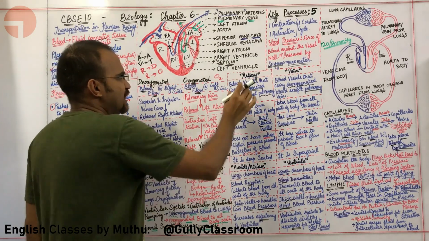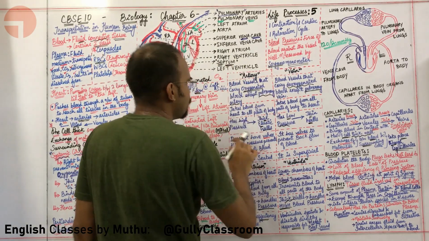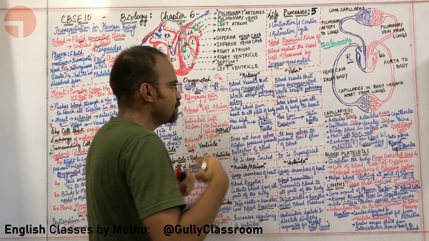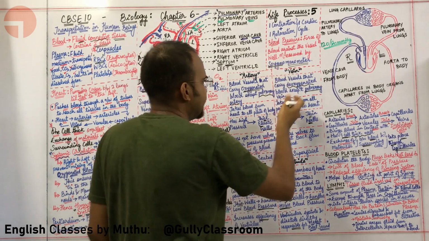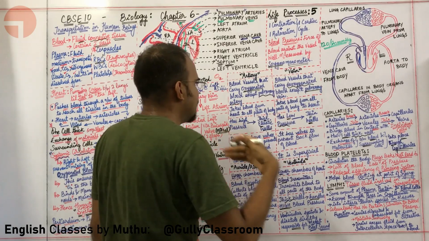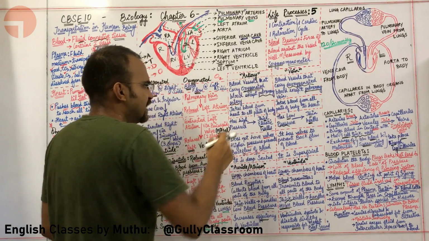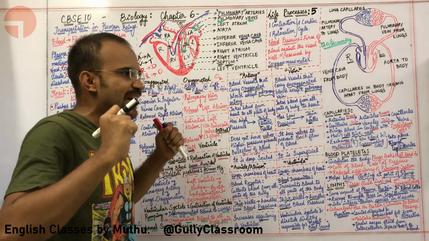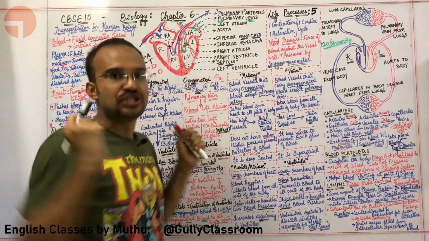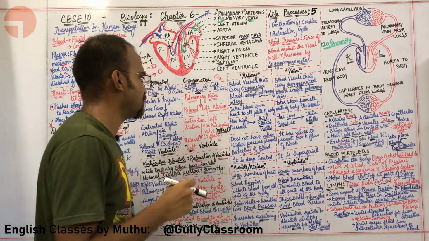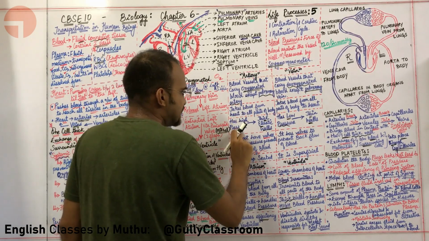Okay, sir, I am able to understand this. What is the second point? Artery takes blood from the heart to all the parts of the body. Vein takes blood from all parts of the body towards the heart. Artery has very high pressure. It handles ventricular systole, 120 mmHg pressure. So it is handling high pressure.